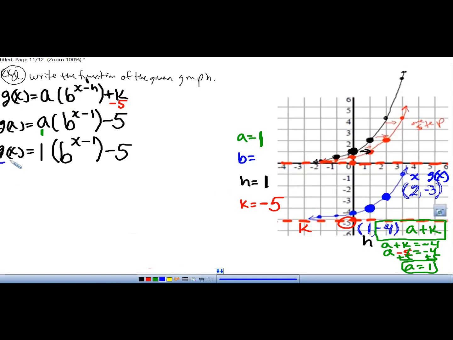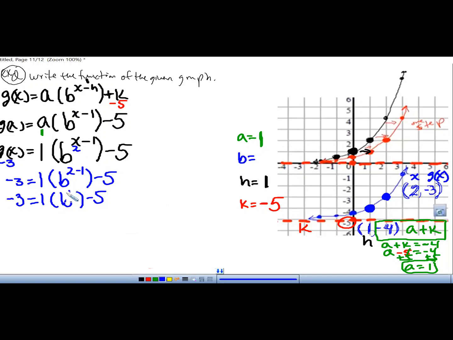So G of X is -3, X is 2, and I'm going to rewrite that. Here we go. I got -3 equals 1, parentheses, base B. Then I got 2 minus 1, close parentheses, minus 5. Let's simplify that. -3 equals 1, parentheses, base B. What is 2 minus 1? 1, close parentheses, minus 5. Let's solve.